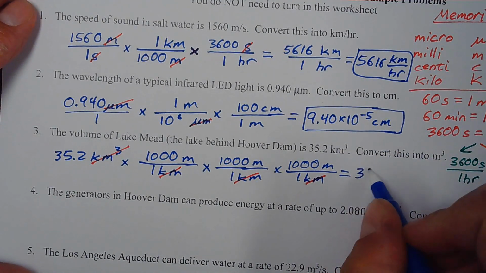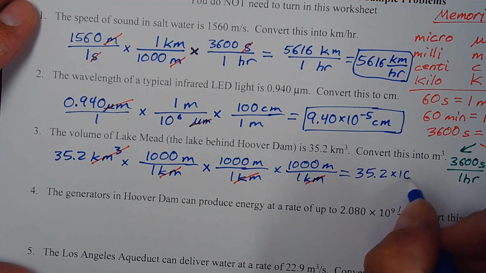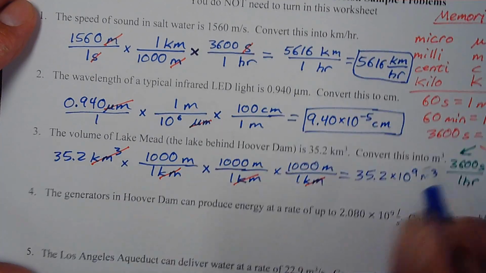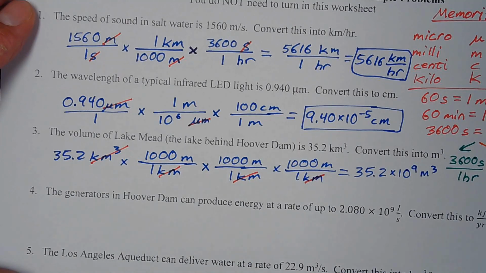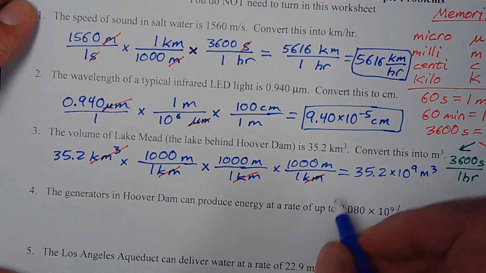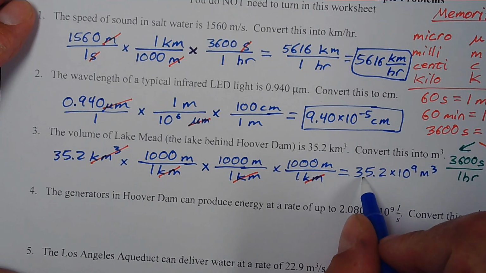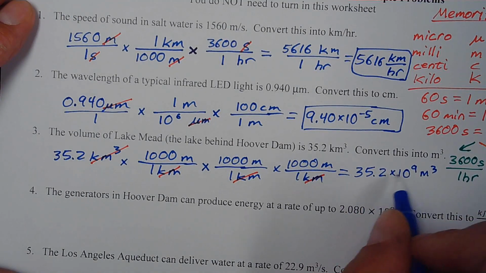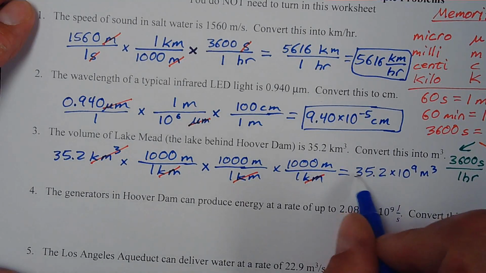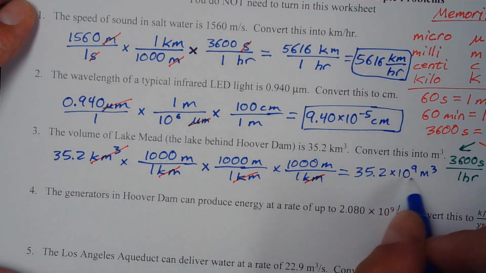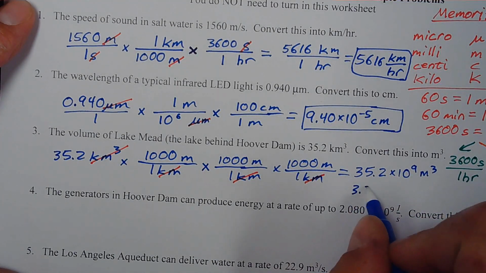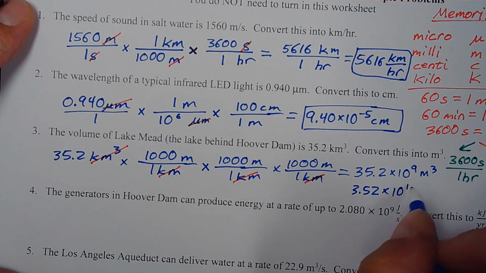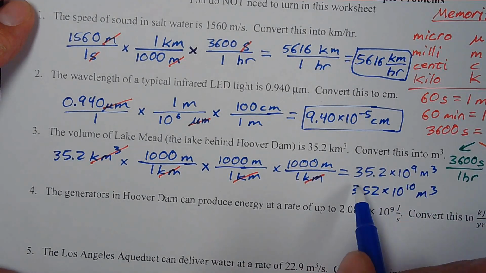So this is 35.2 times 10 to the ninth cubic meters, but this is not good scientific notation. Scientific notation should have one and only one digit to the left of the decimal point, so we're going to move the decimal point this way once. In other words, we're going to make this 10 times smaller, which means we make the other part 10 times bigger in order to preserve the value. So this is 3.52 times 10 to the 10th cubic meters.